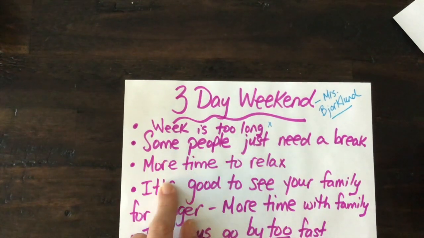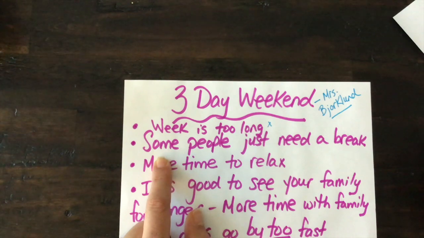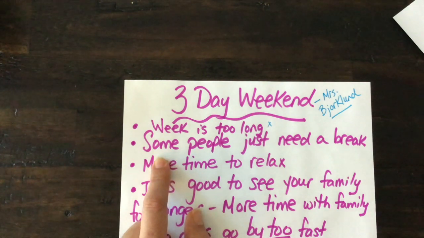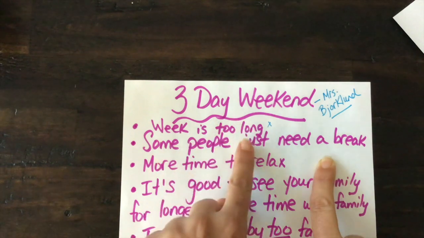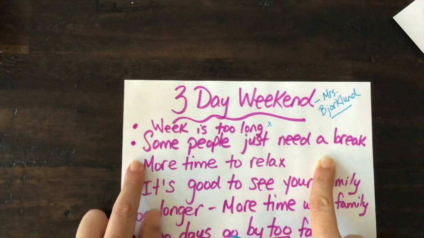Some people just need a break. Okay, I think she might get that some people just need a little time out and they need time to unwind, but we need to explain that. If we're going to pick this one, then we have to explain it with details and examples, if you remember from my teaching point.